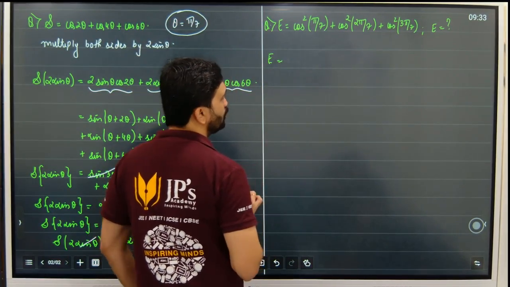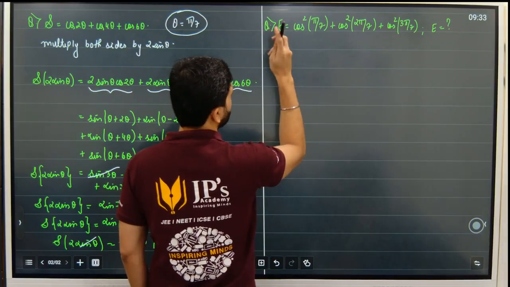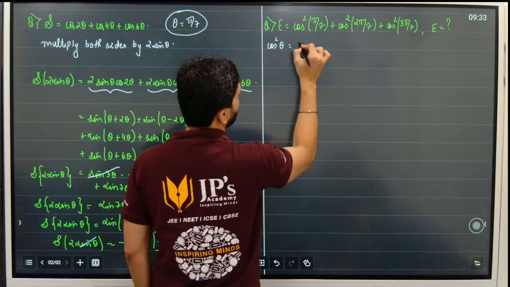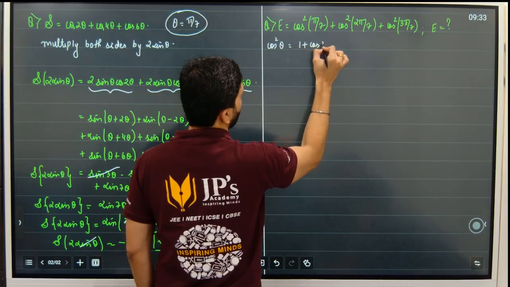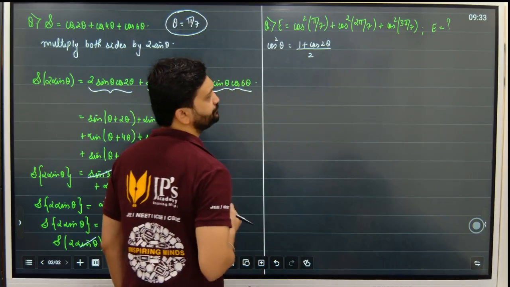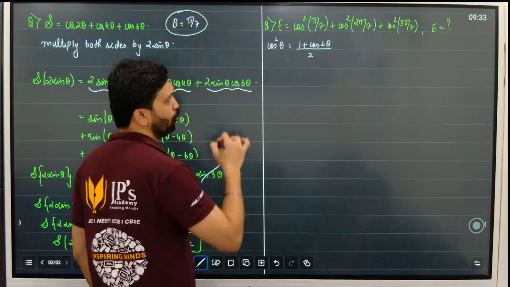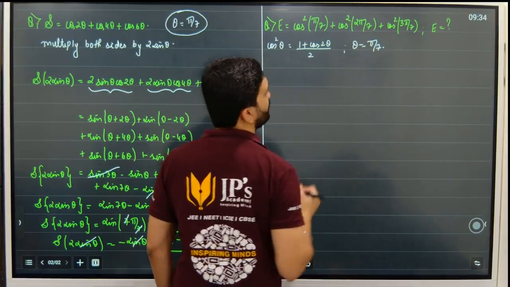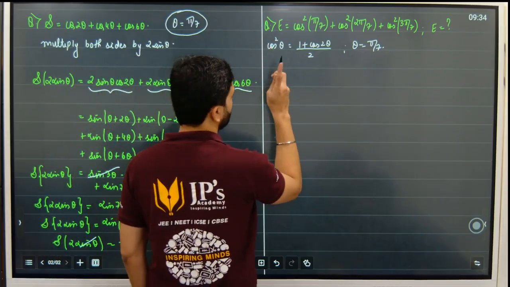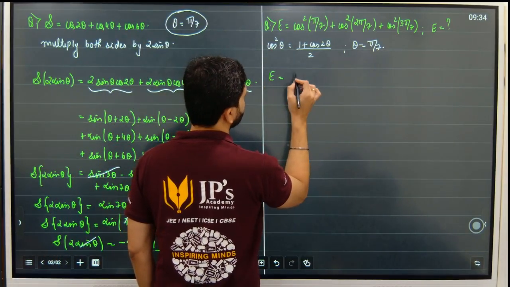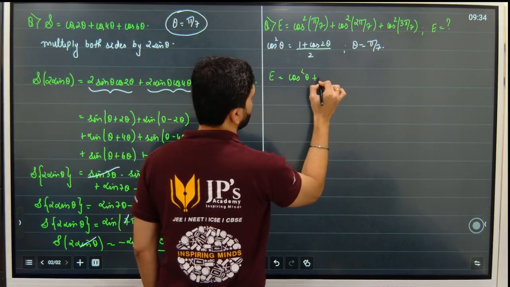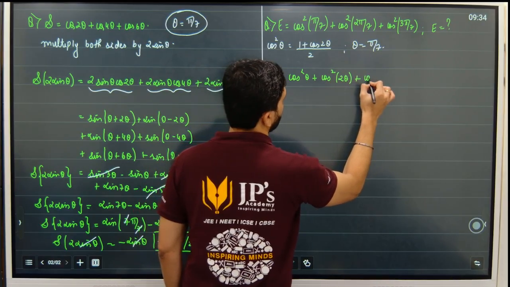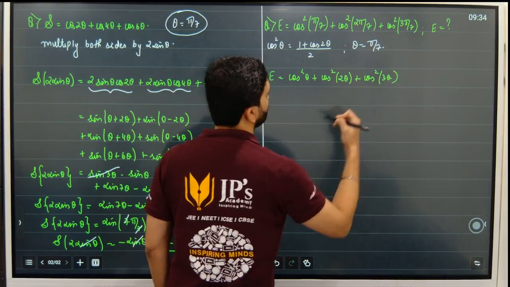Guys, we all know that cos square theta किसका फॉर्मूला है? I'll just write the formula here, कि cos square theta is nothing but (1 plus cos 2 theta) by 2. Because 1 plus cos 2 theta is 2 cos square theta. So cos square theta का value, what I'll do is I'll take theta as pi by 7. And जैसे ही मैंने theta pi by 7 ले लिया, देखो मेरा क्वेश्चन क्या हो जाएगा. My E will become cos square theta plus cos square 2 theta plus cos square 3 theta.